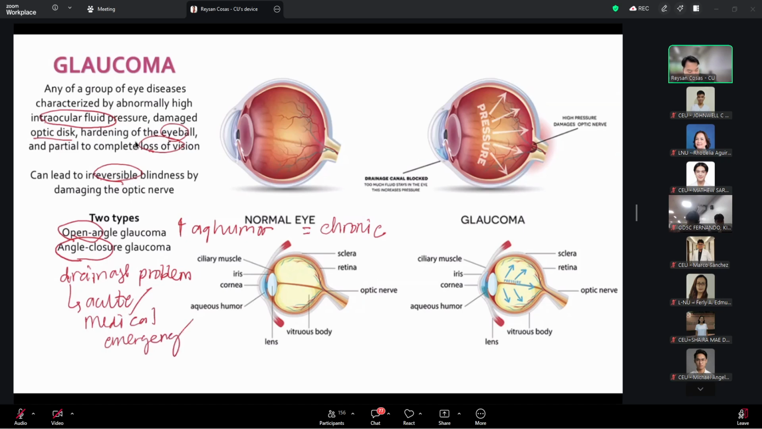So dahil medical emergency siya, we don't usually treat it with anti-glaucoma agents, but we subject the patient to surgical intervention. So the most important treatment for angle closure glaucoma is surgery. For the open angle glaucoma, we can use all that I'm going to discuss here as the anti-glaucoma agents.